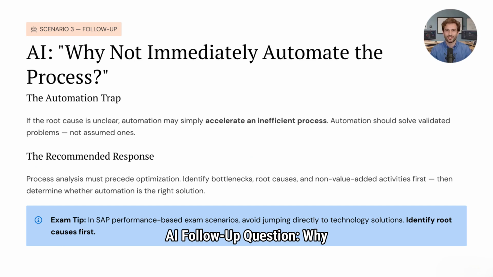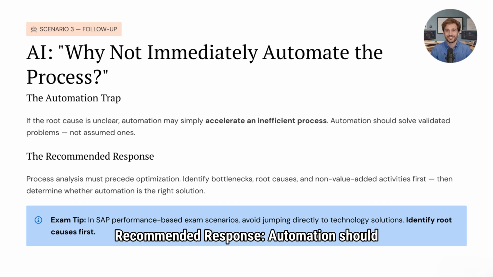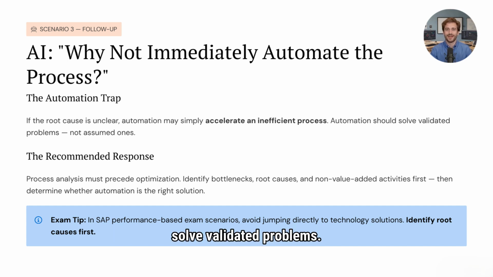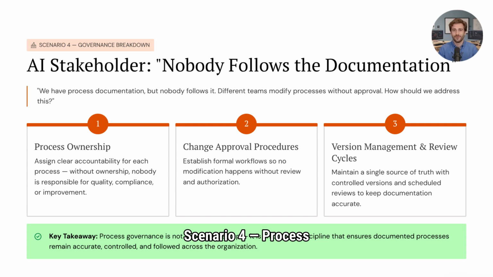AI follow-up question: why not immediately automate the process? Recommended response. Automation should solve validated problems. If the root cause is unclear, automation may simply accelerate an inefficient process. Process analysis must precede optimization. Exam tip. In SAP performance-based exam scenarios, avoid jumping directly to technology solutions. Identify root causes first.